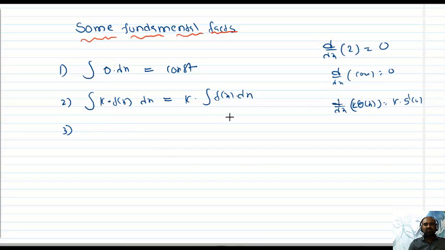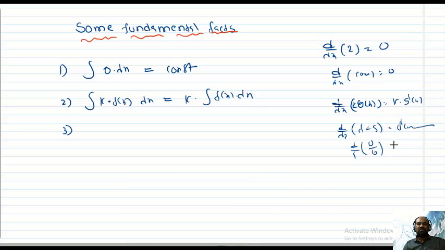Next, third one. Differentiation of f function plus g function, or f of x plus g of x, is nothing but f dash of x plus g dash of x. Some rules are there in integration also. The product rule is there in differentiation, and the product rule is also there in integration. The quotient rule is in differentiation, but the quotient rule is not there in integration. That we should take care of.